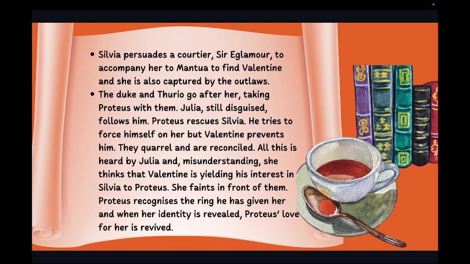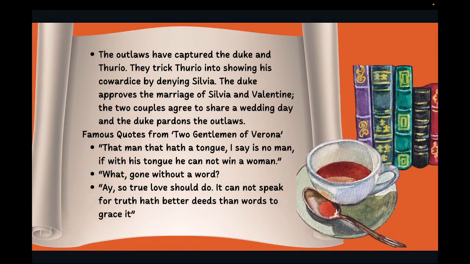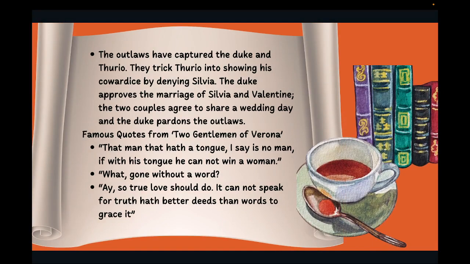All this is heard by Julia, and misunderstanding, she thinks that now Valentine is yielding his interest in Silvia. So she faints in front of them. Proteus recognizes the ring he had given her, and when her identity is revealed, his love is revived. So, yeah, these characters. The outlaws have captured the Duke and Thurio. They trick Thurio into showing his cowardice by denying Silvia. The Duke approves the marriage of Silvia and Valentine. The two couples agree to share a wedding day, and the Duke pardons the outlaws.